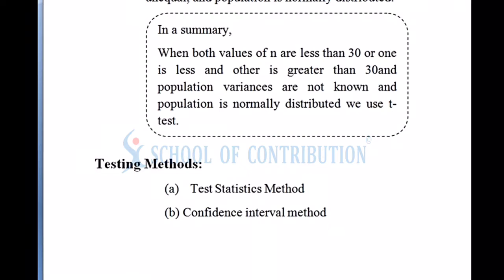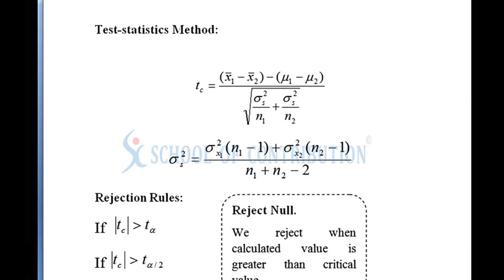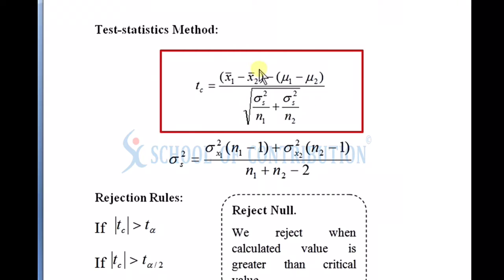First, the test statistic method. To apply this method, we need to know the formula for the t-test. This is the formula for conducting the two population mean test. This is the calculated t, or the calculated value of the test statistic. As you see, we have the first sample mean, second sample mean, first population mean, second population mean, the combined variance sigma squared, and the first and second sample sizes.